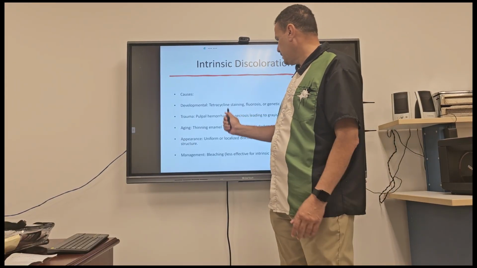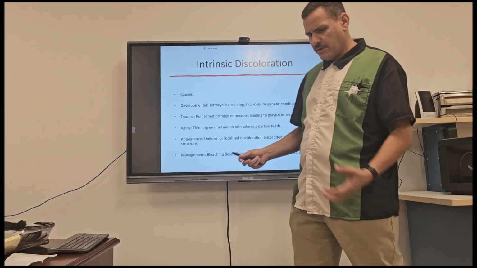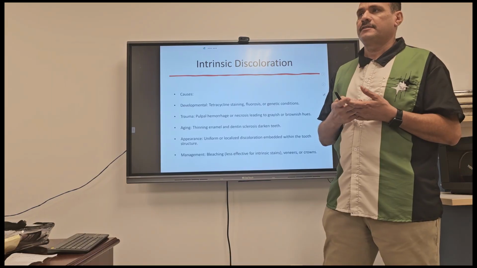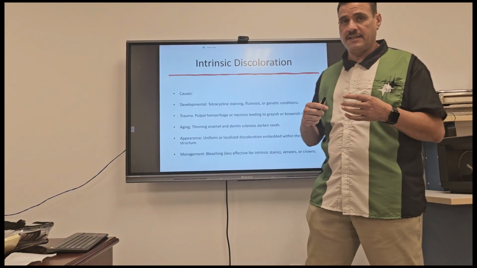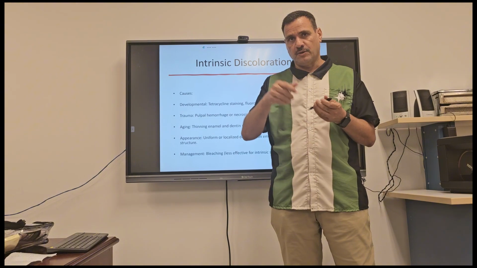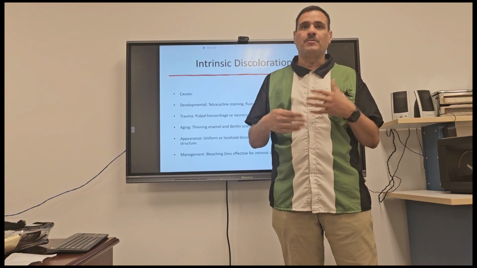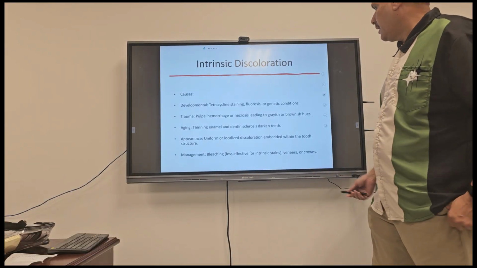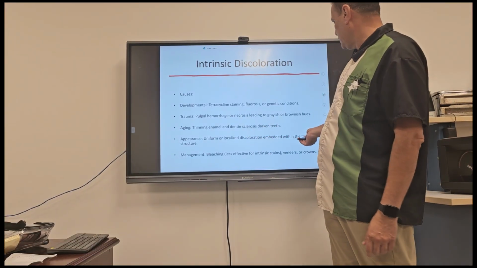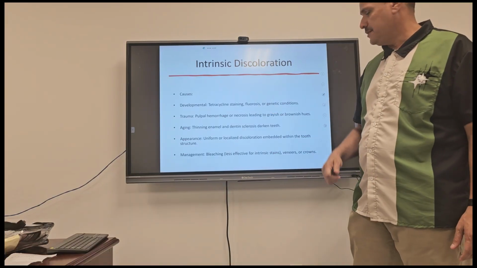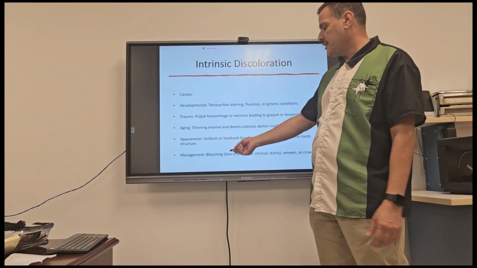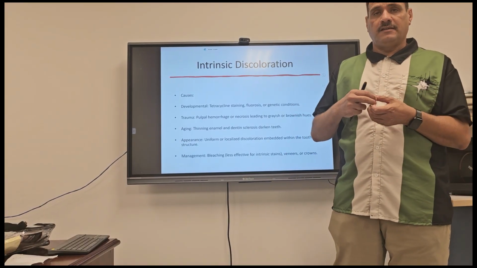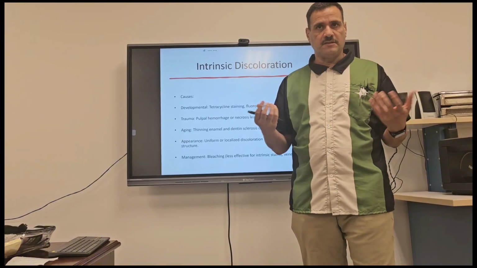Aging: thinning enamel and dentin sclerosis. Dentin sclerosis sometimes happens when there's a fast production of dentin, and the dentin doesn't look clear or tubular. It would be sclerosis, so it would be darker and more stained. There is also uniform localized discoloration embedded within the tooth structure, especially if you have trauma. Bleaching cannot be done for this unless you do a root canal. You remove the pulp and go from inside. You do internal bleaching.